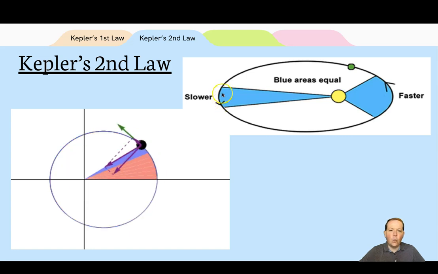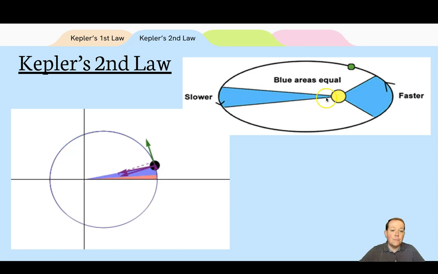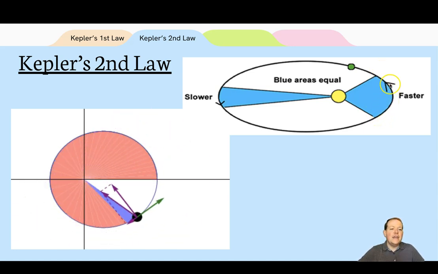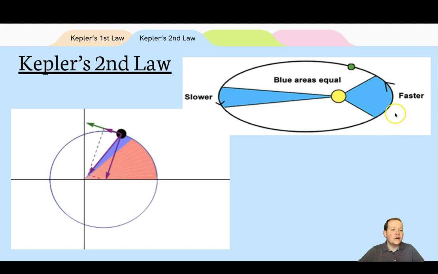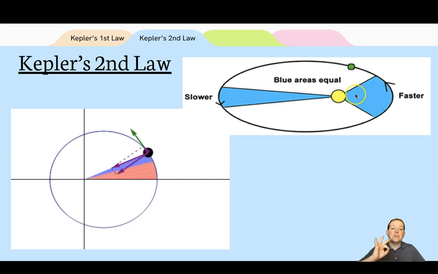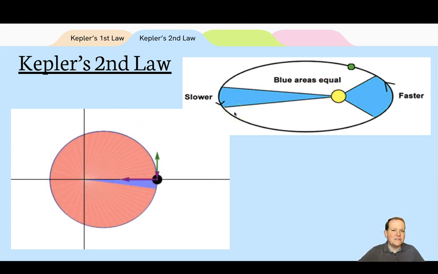If this was 1 month to go from here to here, and we have this long but thin slice of pizza, when the planet gets over here, it also will trace out a slice of pizza, but it'll be 1 month from here to here. The pizza's not as long, but it is fatter. We have equal areas in equal amounts of time.